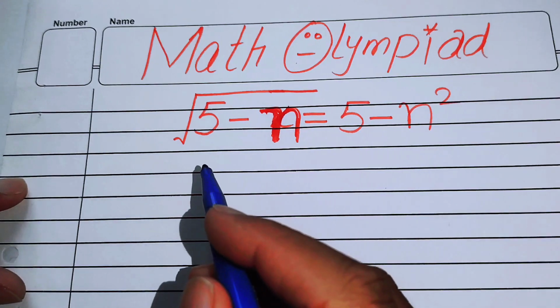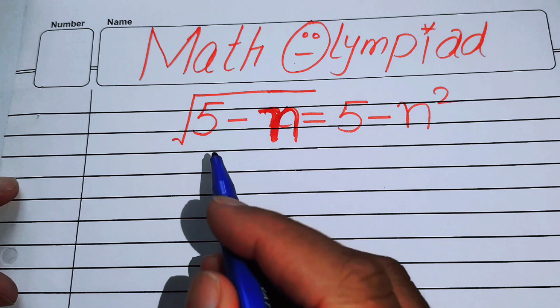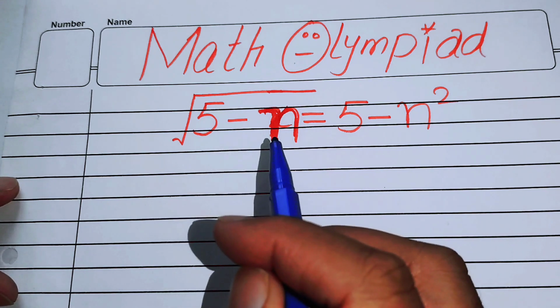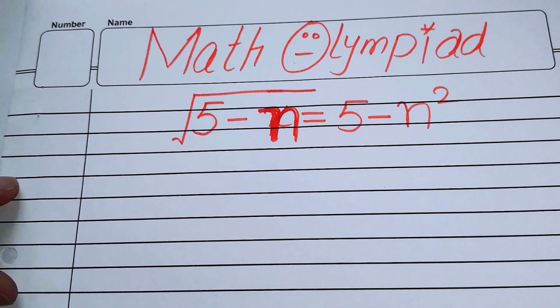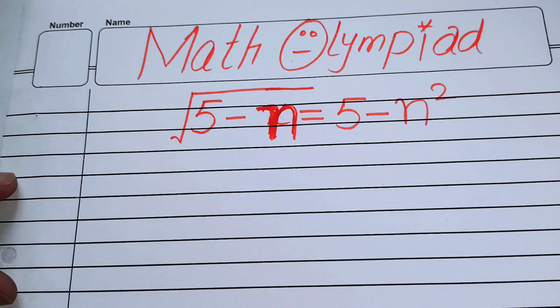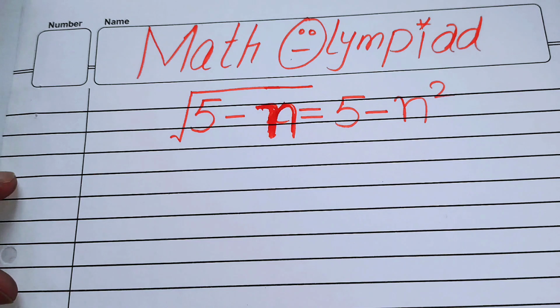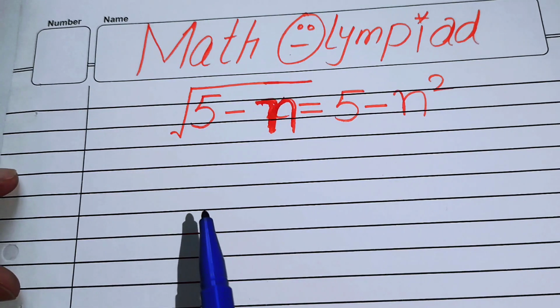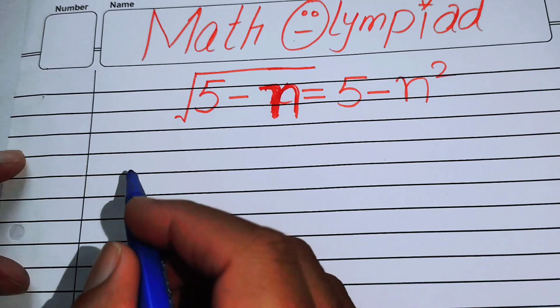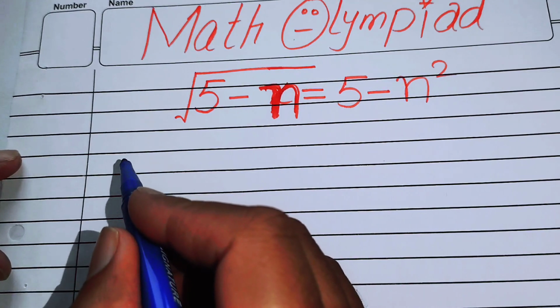In this video we are going to solve this nice radical problem, and here we have the square root of (5 minus n) equals 5 minus n squared. Now I can solve this problem with a unique method. Here I cannot take the square on both sides, so I will solve this problem with a different technique. I hope you will like this technique.